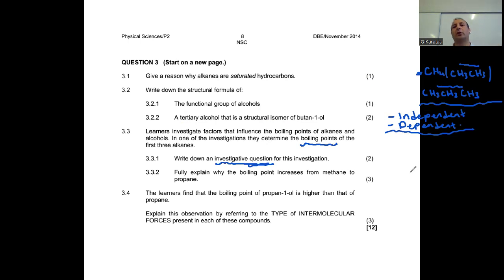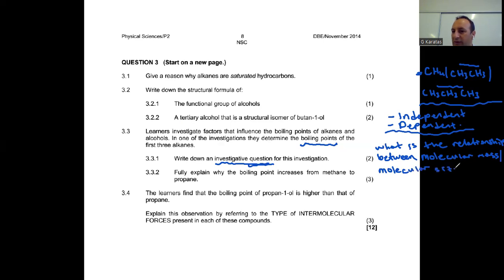We change the chain length. You can say we change the molecular mass. We change the molecular size. All this can be mentioned as the independent variable. So we can say, what is the relationship between, now that we mentioned the independent variable and the dependent variable, what is the relationship between, let's say, molecular mass, or you can say molecular size, or surface area as well, and boiling point? As you see, it ends with a question mark. That is my investigative question.